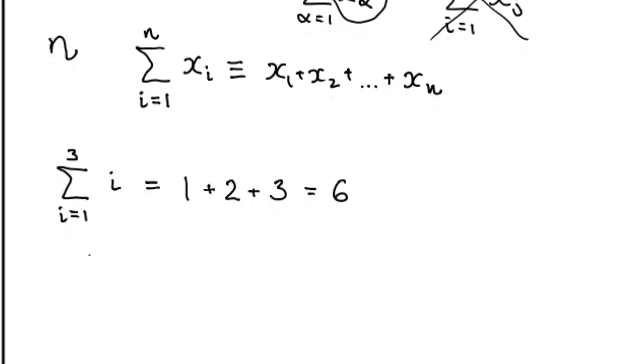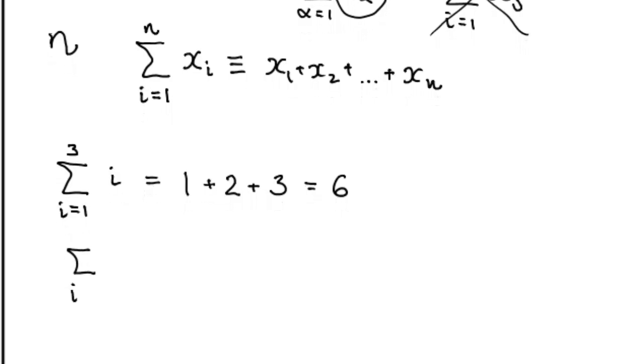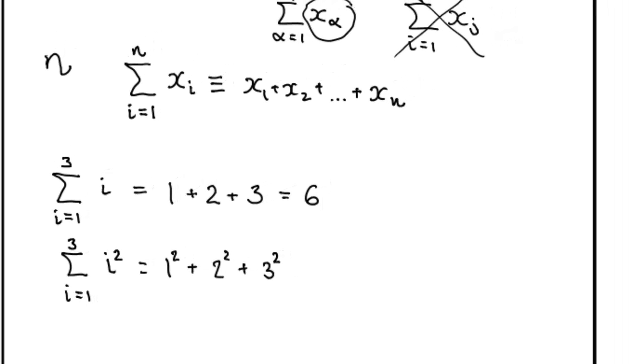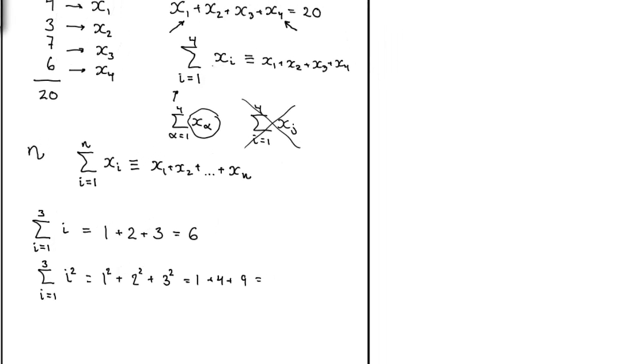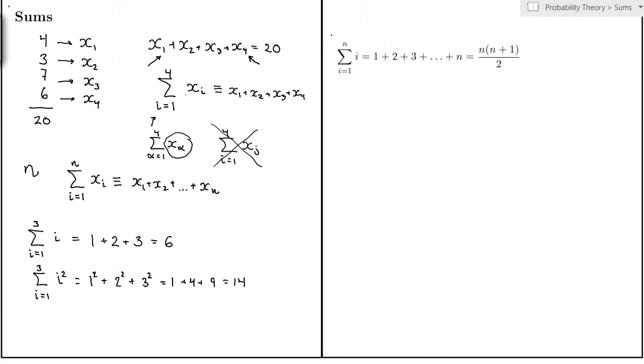Another slightly more complicated example, if I do sum i goes from 1 to 3, i squared. i starts at 1, so I have 1 squared, then I have 2 squared, and finally 3 squared. So this is 1 plus 4 plus 9, which is 14.